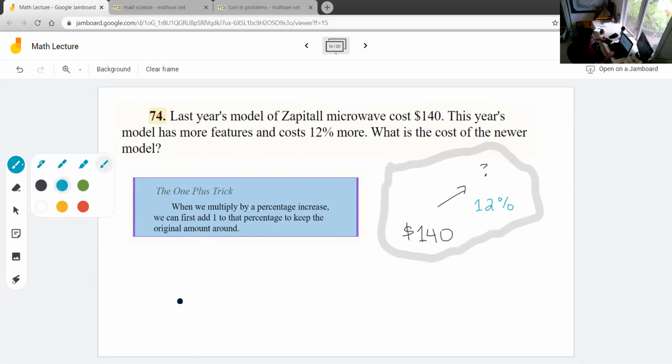So I'm not going to do 0.12 times 140. There's nothing wrong with that. It's just a little slower. Instead, I'm going to do 1.12. Then the 1 captures the 140. The 0.12 captures the 12%. And whatever that actually is, $156.80.